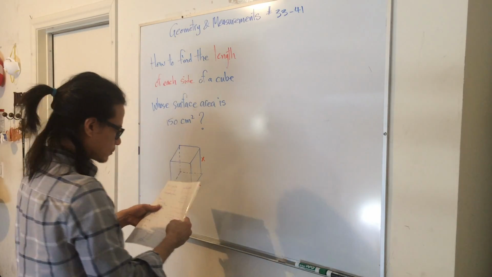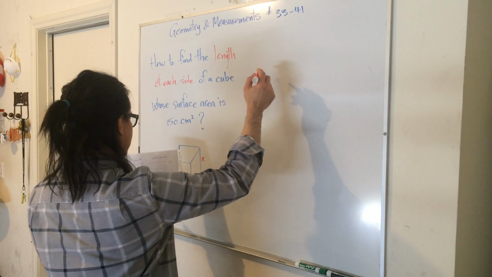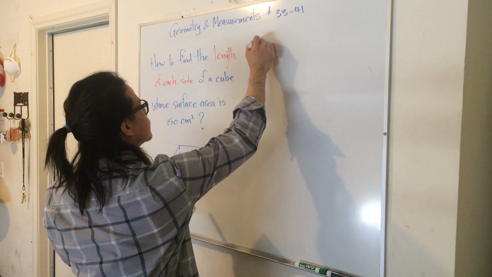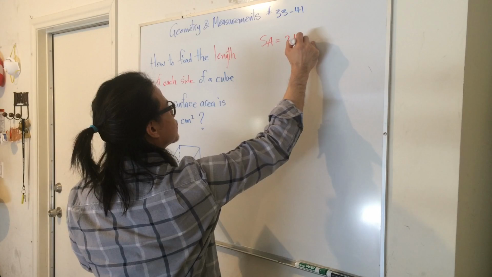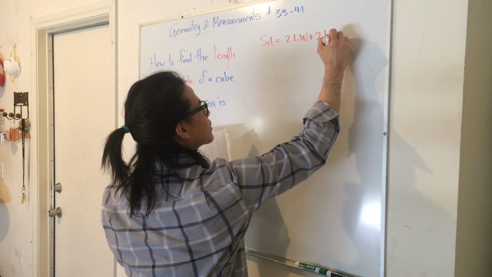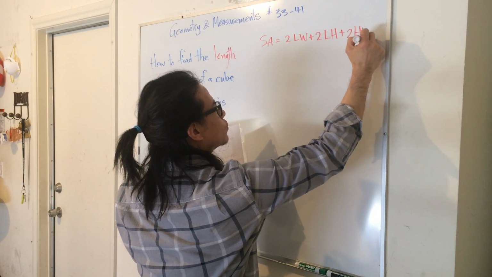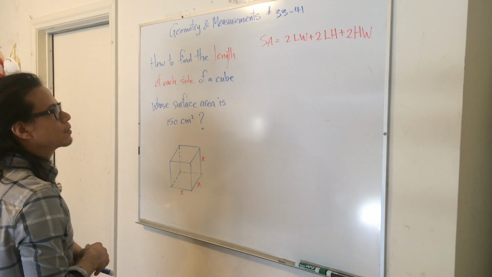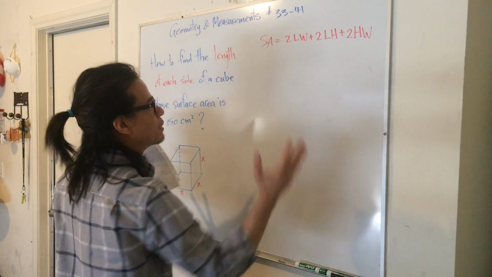So let's put down the formula. Surface area is equal to 2 times the length times the width plus 2 times the length times the height plus 2 times the height times the width. Okay, so I'm not even gonna bother trying to remember that. That's why we write it down.